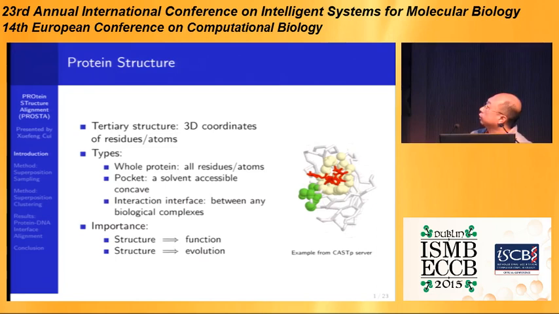And also we can take care of the interaction interfaces, which are the interacting residues between the protein and the ligand. So this includes not only the pocket, but also the interacting atoms or residues from the ligand part. And it's important to learn these protein structures because if two proteins have similar structures, they tend to carry similar functions and have a similar evolution history.